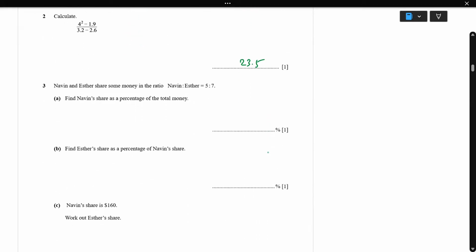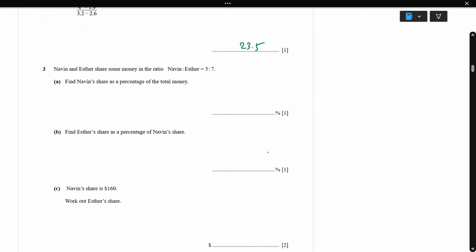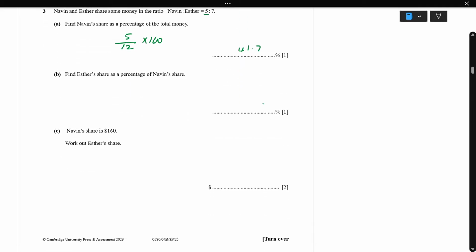Next question, Navin and Esther share some money in the ratio of 5:7. Find Navin's share as a percentage of the total money. So it's just a percentage calculation: Navin's share is 5 over the total ratio of 12, times 100, which is 41.7%. Okay, the next question.